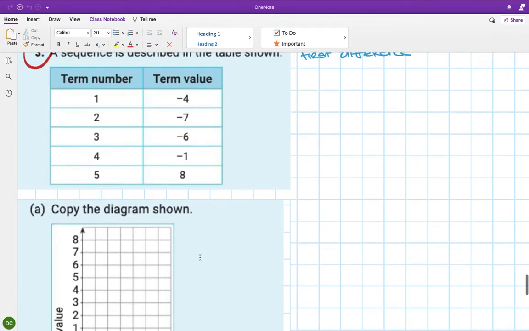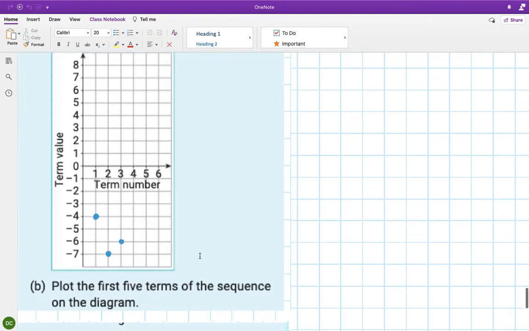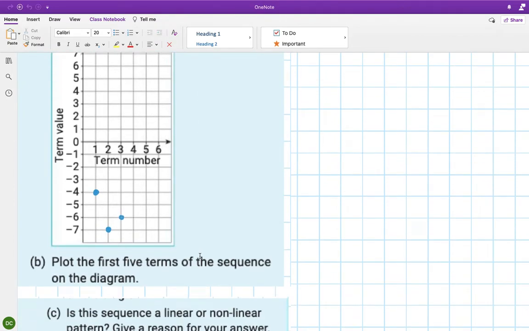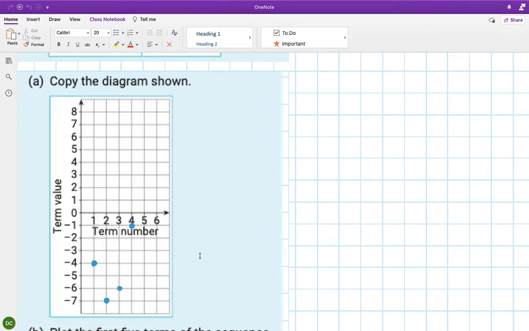For term 3, it's -6. So stay in line with the 3 and put a dot at -6. The fourth one is -1. So I am here in line with the 4 and I put a dot in line with -1. Term number 5 then is 8. So I'm in line with the 5 here, stay in that line all the way up and put a dot at 8. Okay, and then I'm going to attempt to draw the curve.